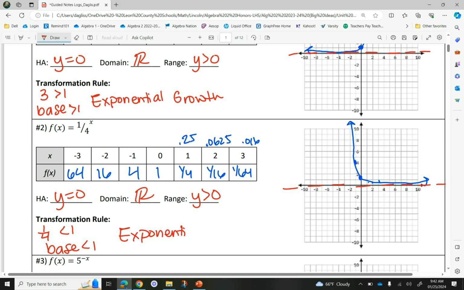Whoop, can't spell. Y'all, what am I doing? There we go.